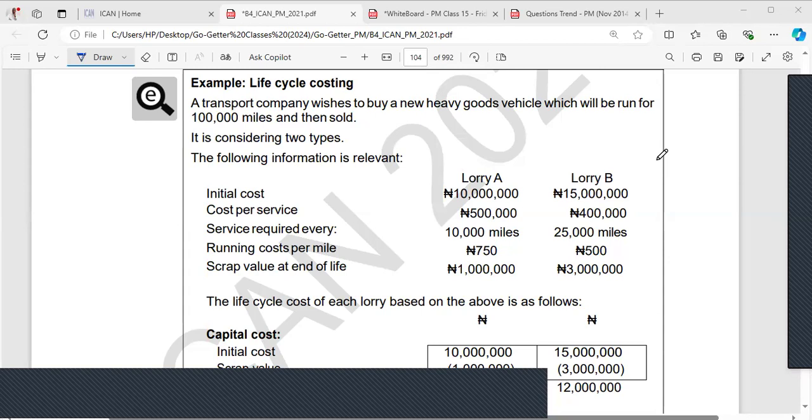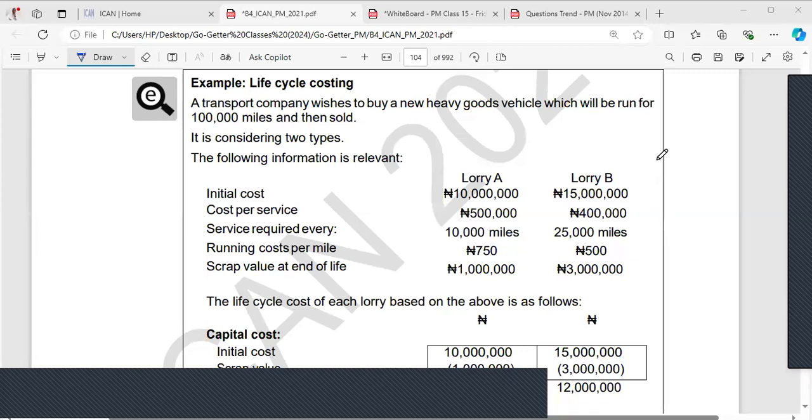Now you look at cost per service. Each time you service lorry A, you spend 500,000. Each time you service lorry B, you spend 400,000. Then after how many miles will you request service? The first one, after every 10,000 miles, you request for service. The second one is after every 25,000 miles. So you see that lorry B is more economical, so to say. We are requiring more mileage, then smaller cost.